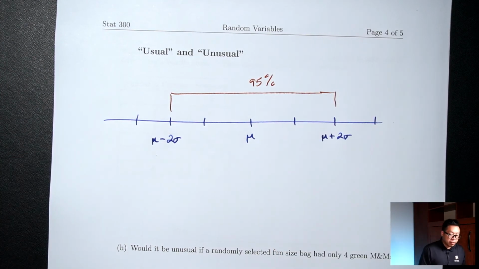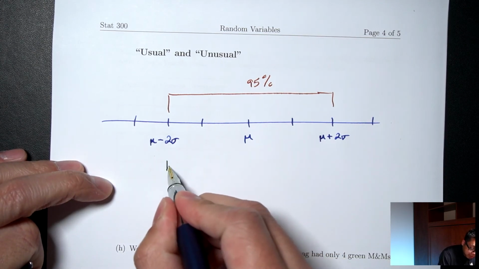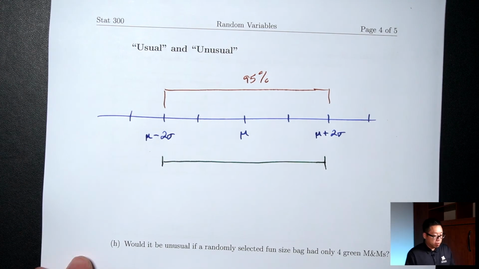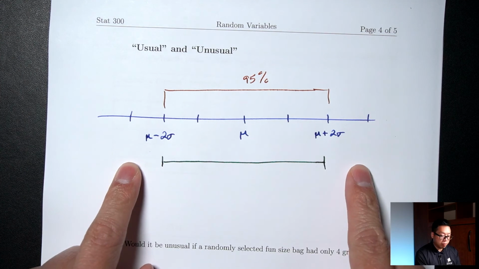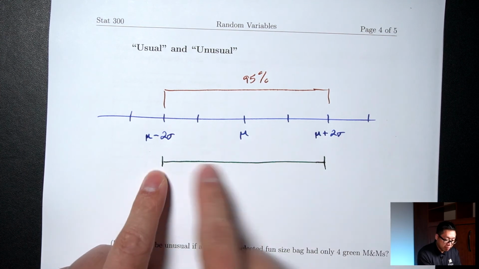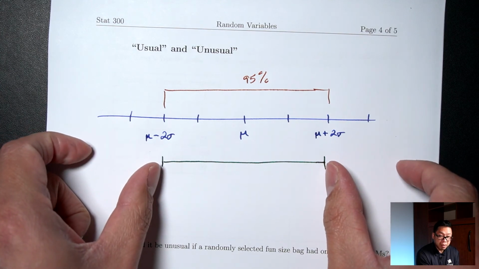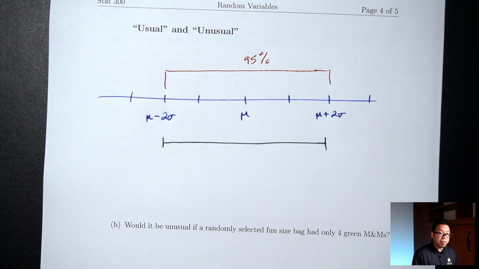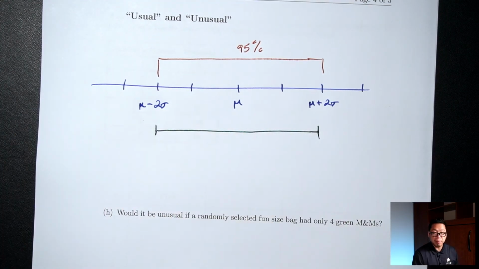So 95% of the time, you're going to land between 2 up, 2 down. Which means, what percent of the time are you going to land on the outside? So if 95% of the time you're going to land on the inside, what percent of the time are you going to land on the outside? Well, the rest of the percent, right? So 5%. So 5% of the time you're going to land outside of this green area, right?